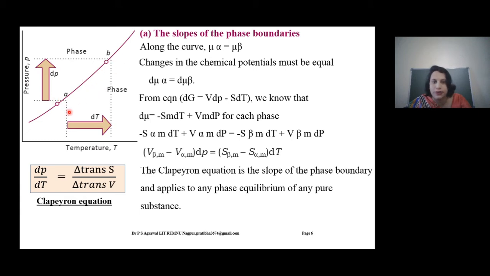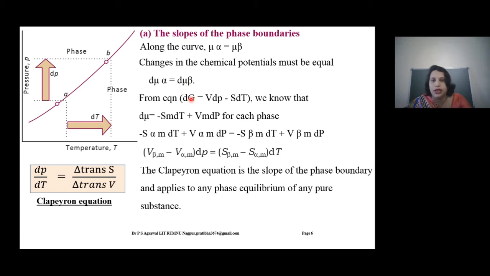If T changes by dT, the pressure will change to P plus dP. When we change T by dT, pressure will change from P to P plus dP. So d mu alpha, the change in this, is equal to the change in this also, that means d mu alpha is equal to d mu beta.